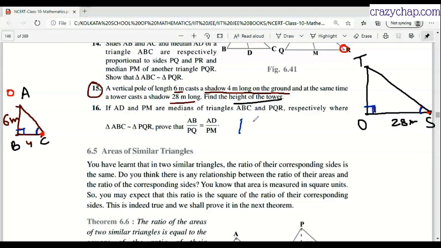So can we say by the AA similarity method, what we had learned, that when two angles are equal, the triangles will be similar, right? Here two angles are equal, so we can say the triangles are similar. And after being similar, the equal angle side ratios will be the same.